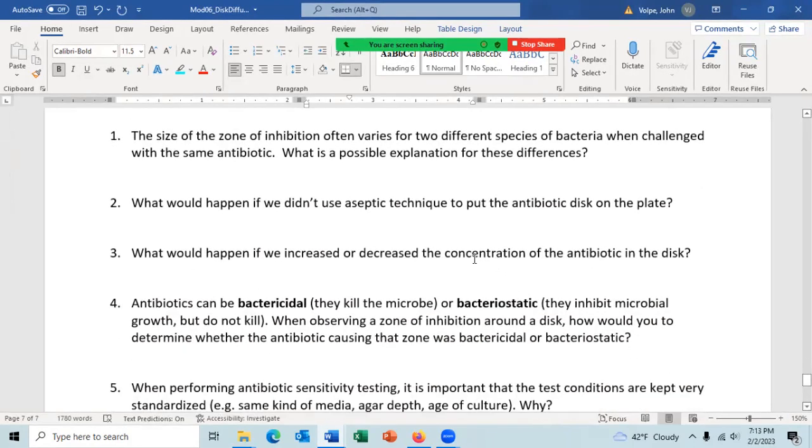And then question 1, the size of the zone of inhibition often varies for 2 different species of bacteria when challenged with the same antibiotic. What is a possible explanation for these differences? So write your answer. And then 2, what would happen if we didn't use aseptic technique to put the antibiotic disc on the plate? So write your answer.